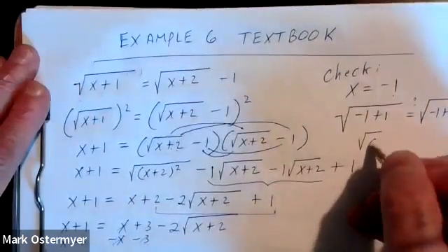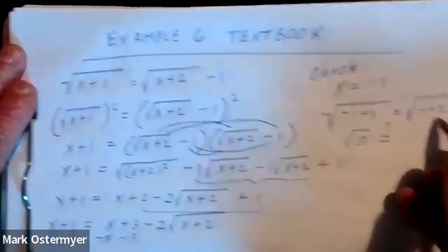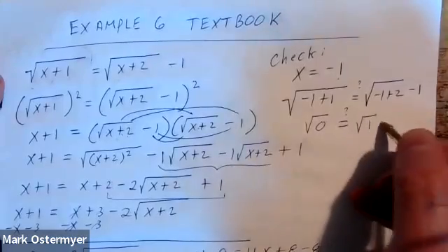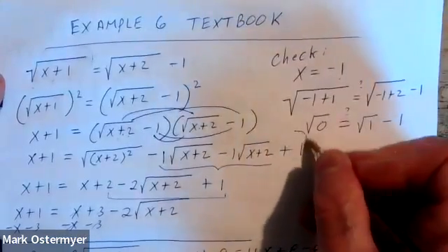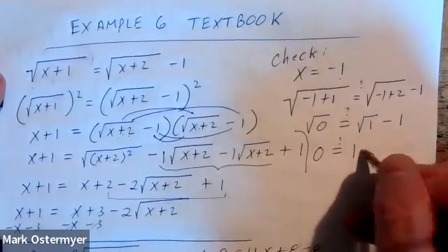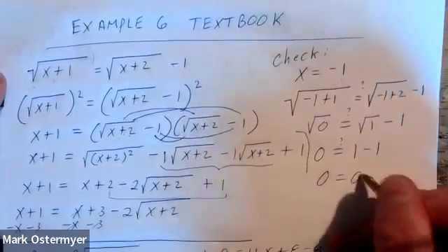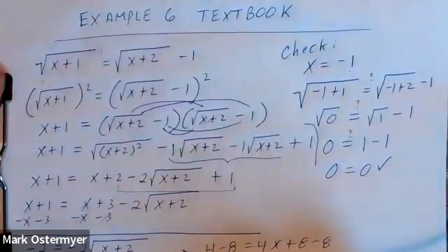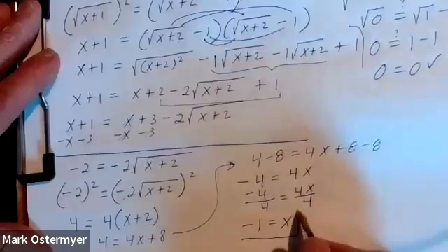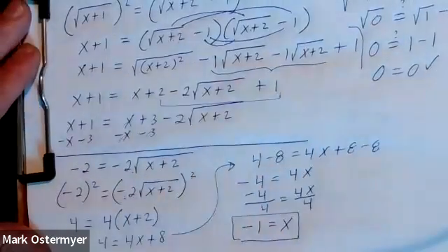This is the square root of 0. Is the square root of 0 equal to, this is the square root of +1. The square root of 0 is 0. Is 0 equal to, the square root of 1 is 1. Is 0 equal to 1 minus 1? And the answer is yes. So the only solution to this radical or square root equation is x equals -1, and we're done.